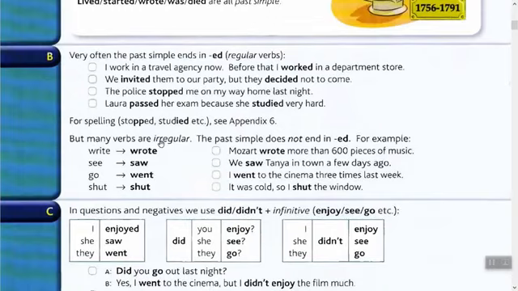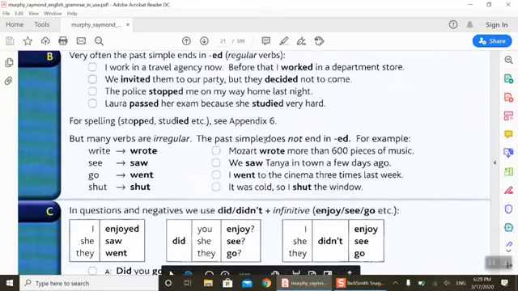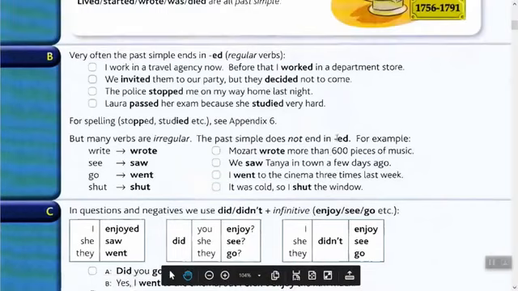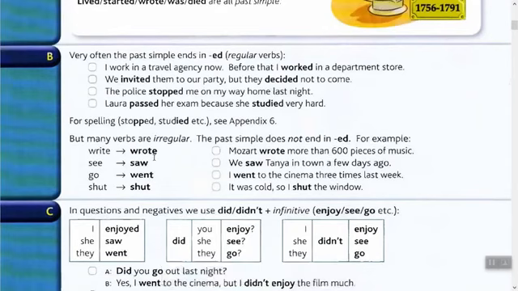But many verbs are irregular. You see, here we have irregular and regular. The past simple does not end in ed. For example, write, wrote, not write it. See, saw, not see it. Go, went, not goed. Shut, shut, the same. We learn them over time. Mozart wrote. We saw. I went. It was cold, so I shut the window.